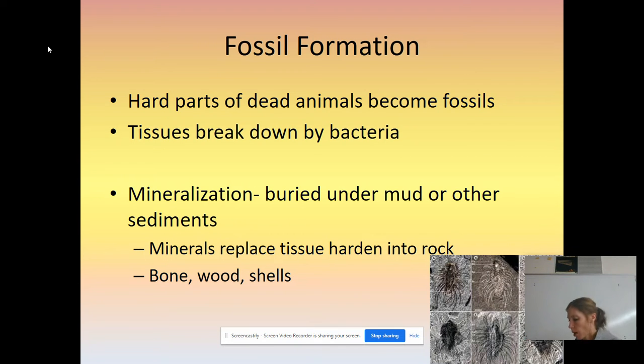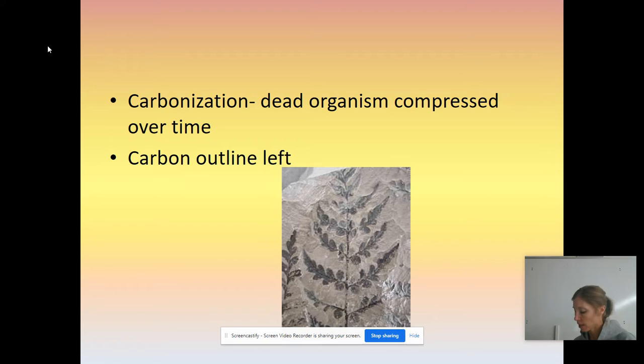Okay, so the first type of fossil is mineralization. Remember that was petrified wood or petrified anything. You could have petrified bone as well. It's just heavy. All the bone tissue now turns into rock, so that's why it's a lot heavier. I'm positive we did this slide. So I'm going to move on to carbonization.